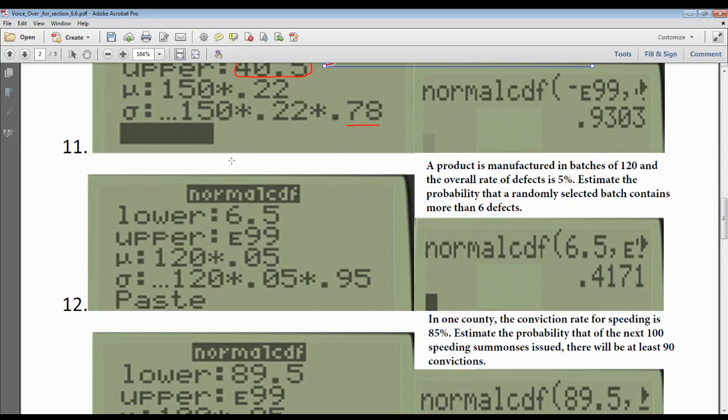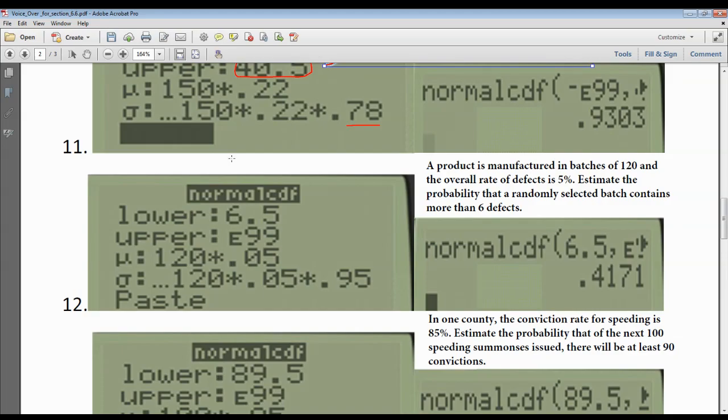So number 12, a product is manufactured in batches of 120. There's my n. Overall defect rate is 5%. There's my p. Estimate the probability that the selected batch contains more than 6. Well, we're going to our right. We're going more than 6. The number is getting bigger. So I got a line at 5.5 and a line at 6.5.